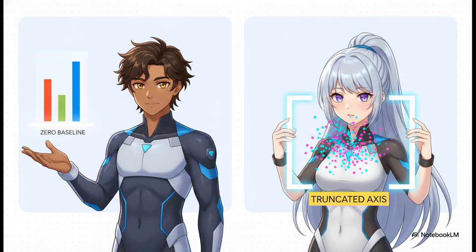You see, bar charts must start at 0. Why? Because the physical visual height of the bar literally represents the total value. If you chop the bottom off, you completely destroy the true proportion. But here's the plot twist. Scatter plots and line plots actually can use a truncated axis.